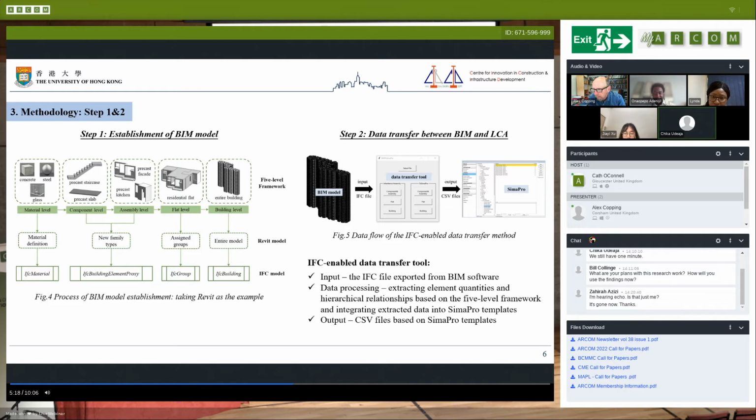In step 2, an IFC-enabled data transfer tool was developed to extract data from the BIM model and to convert data into the LCA data structure. Figure 5 demonstrates the data flow of the method. By inputting the IFC file exported from BIM software, element quantities and hierarchical relationships based on the 5-level framework will be extracted and then integrated into SIMAPRO templates, which will be outputted as CSV files for LCA input.